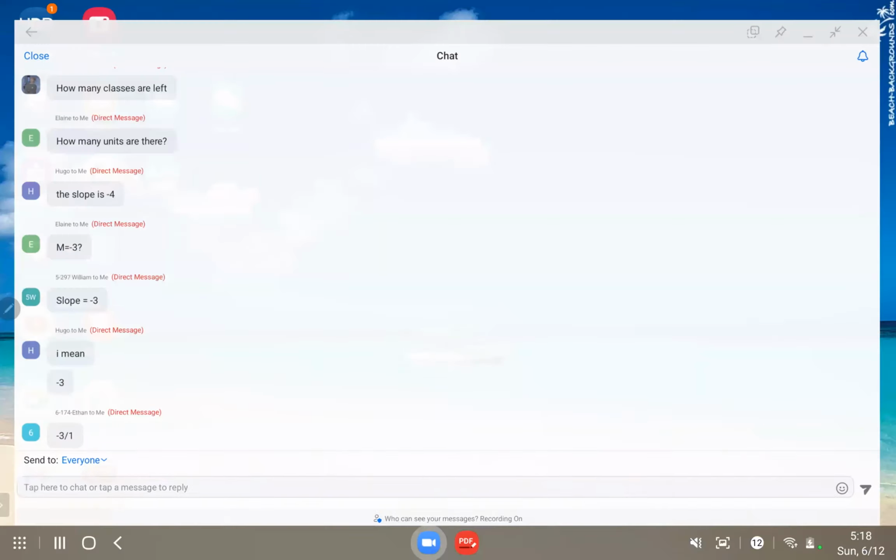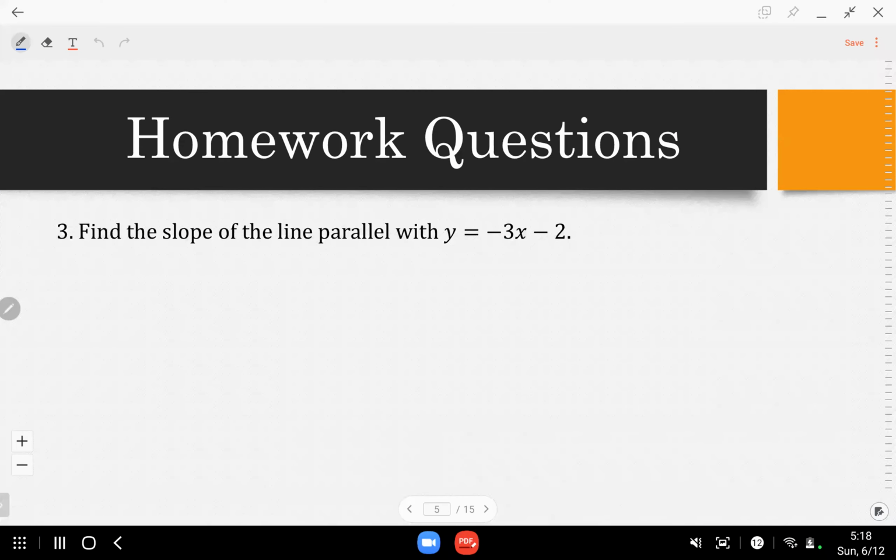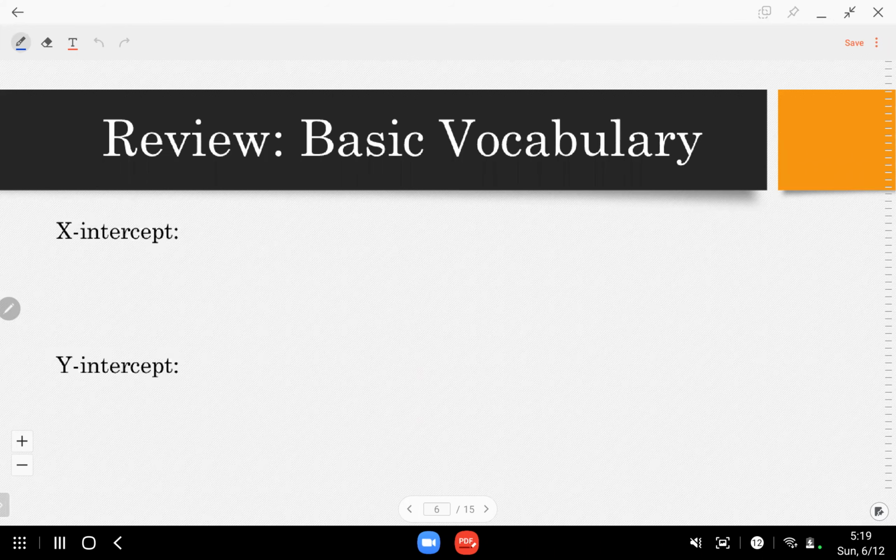All right, so a lot of people say -3, and that's correct. Very good. Basically, if a line is parallel to another line, then they have the same slope. You can see from y-intercept form that the slope is -3. So therefore, it's -3. Okay, let's go on to basic vocabulary. We're just going to review.